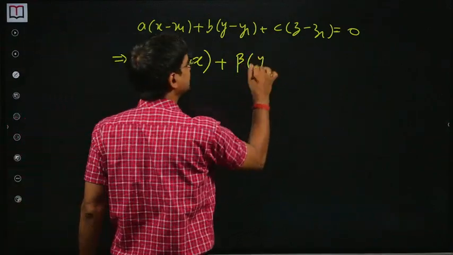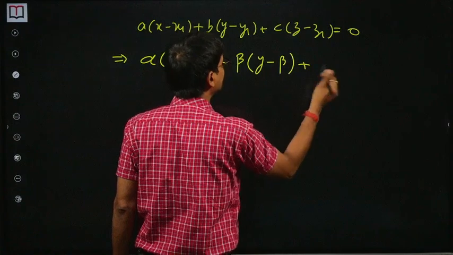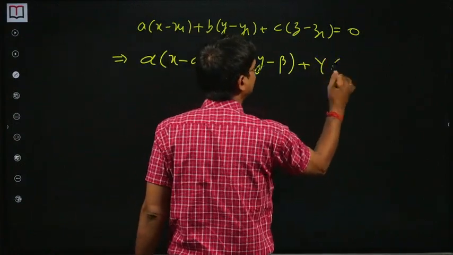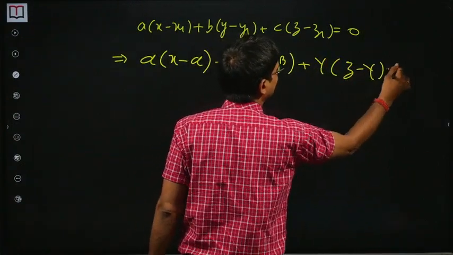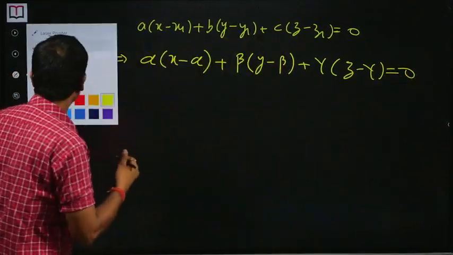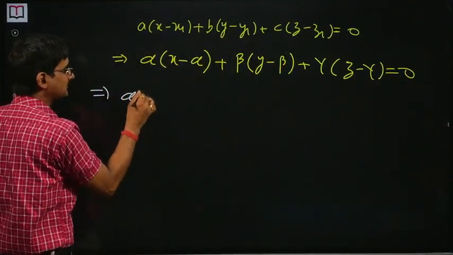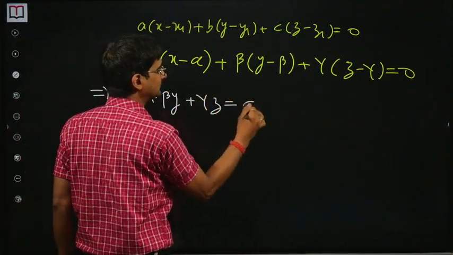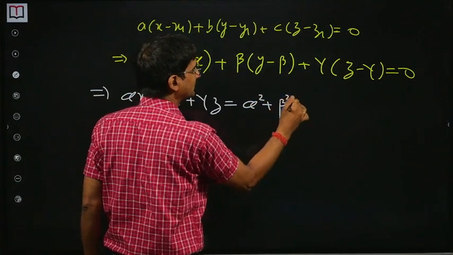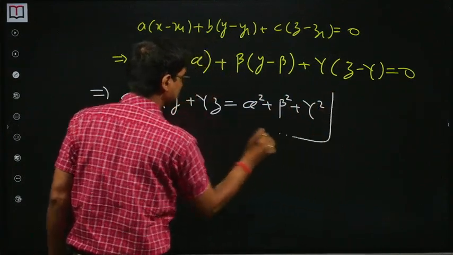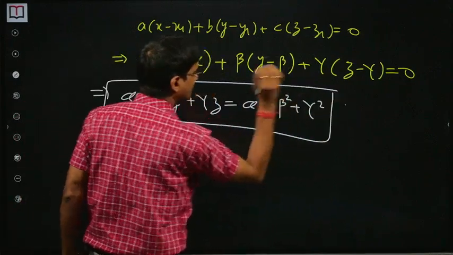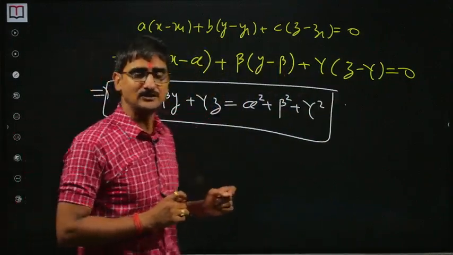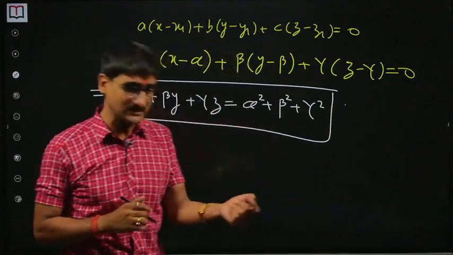Okay, so that's the beauty of 3D here, because both are ordered triplets, so it may happen, and that's what is happening here. So in that case, the equation of plane is alpha x plus beta y plus gamma z is equal to alpha square plus beta square plus gamma square. That's the equation of plane.